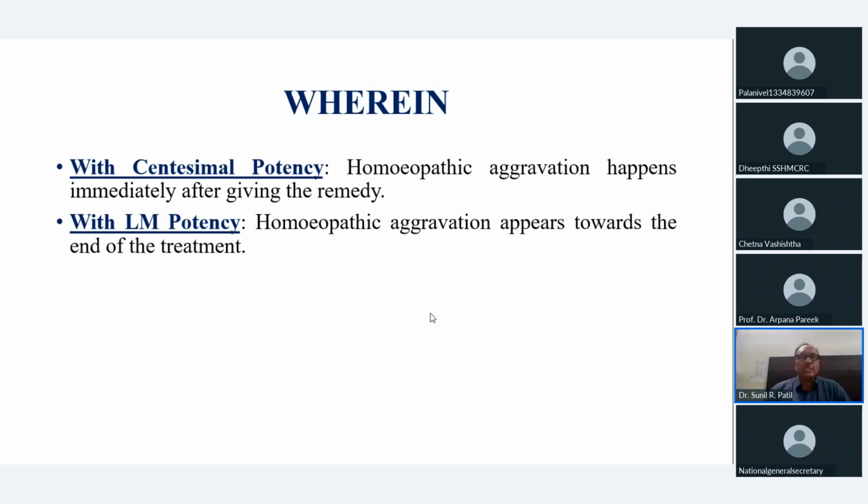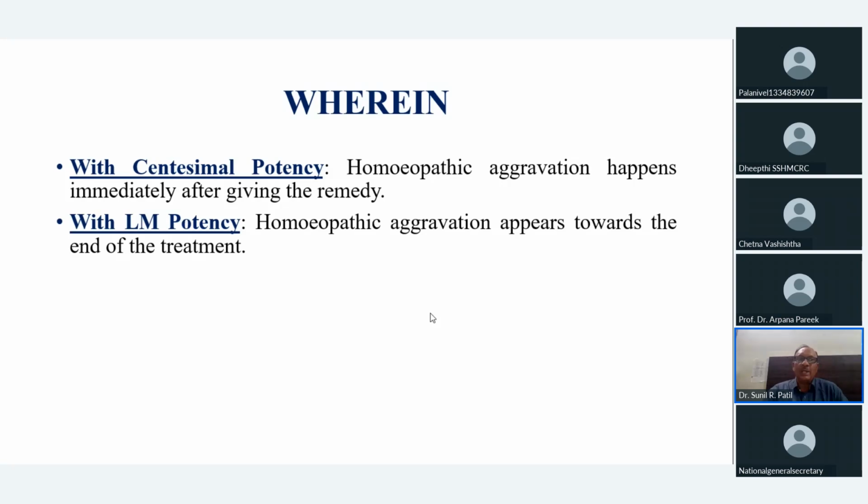Actually these two sentences are very important when you are practicing with the LM potency. Firstly, always keep in your mind that with the centesimal potency, homeopathic aggravation happens immediately after giving the remedy. So rapid aggravation also occurs, at that time the patient is very irritated and proper treatment is not taken.